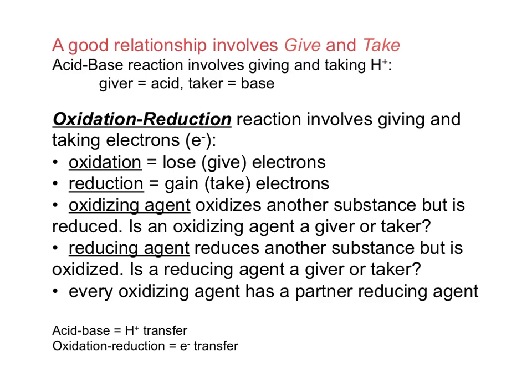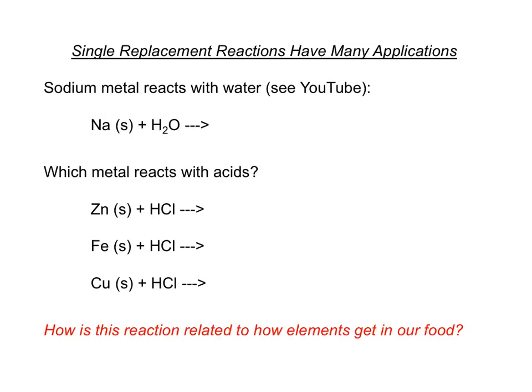A substance that's oxidized loses electrons. That substance is also called a reducing agent. A substance that's reduced gains electrons. That substance is called an oxidizing agent. Each of these reactions is a single replacement reaction.